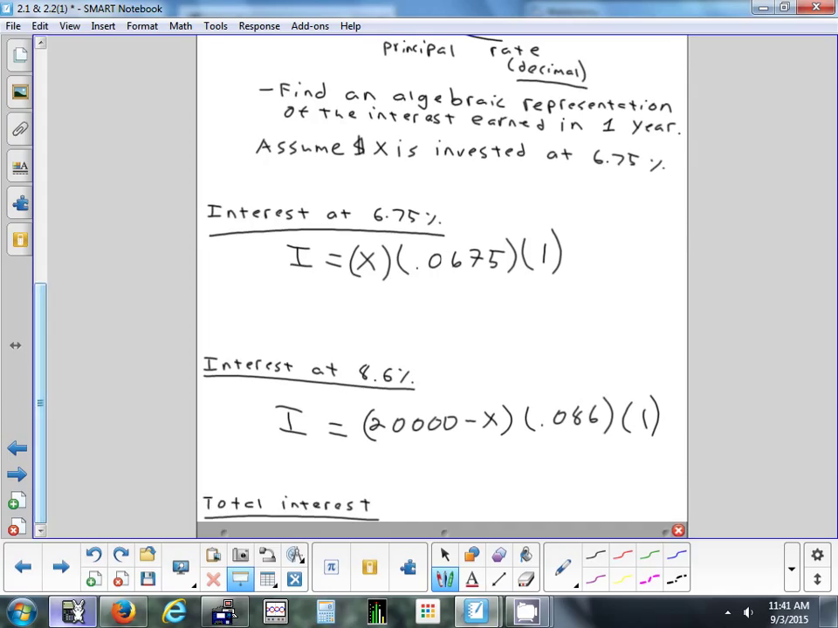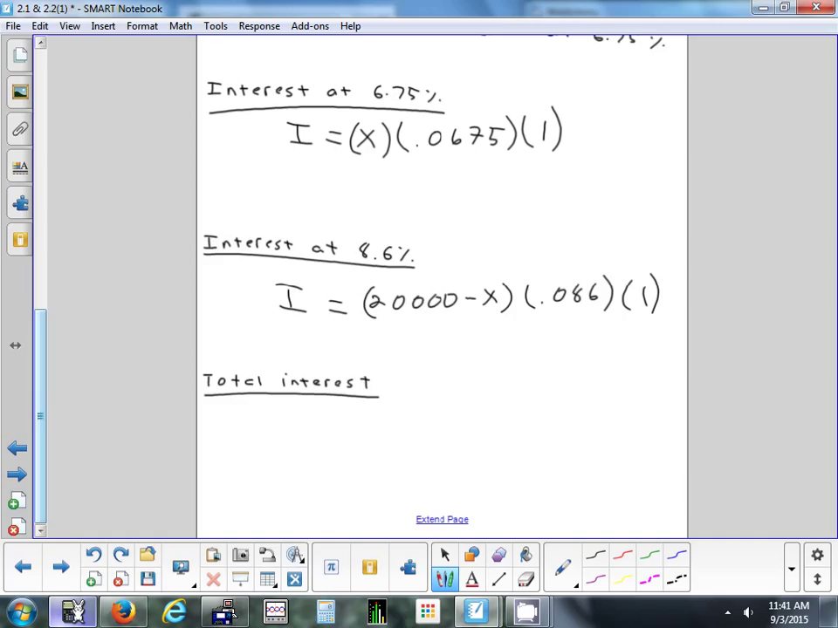Now, how would we find the total interest? What would we do with each one of these? Add them together, because he's making interest from both. Okay, so add them up. So his total interest, I'm going to write this a little nicer. I'm going to put the number in front like it's a coefficient. We'll call this the total interest. It's 0.0675x plus, and if I want, I could distribute out the 0.086 and then I'll have some like terms I can combine.